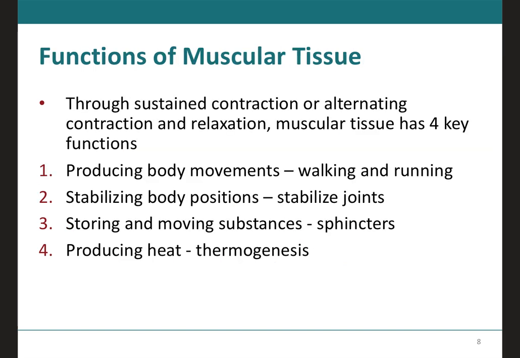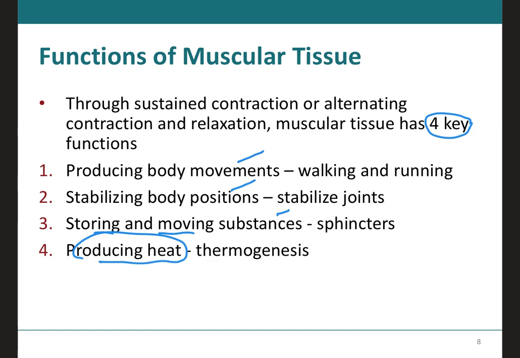Through this sustained contraction or alternating contraction and relaxation, the muscular tissue is going to have 4 key functions: producing body movements, stabilizing body positions, storing and moving substances within the body, and also generating heat. With regards to producing body movement, the total body movements such as walking, running, and localized movements such as grasping a pencil, a keyboard, or raising your hand, they're definitely going to rely on this integrated functioning of the skeletal muscles, the bones, and the joints, which will all work together to perform this function.